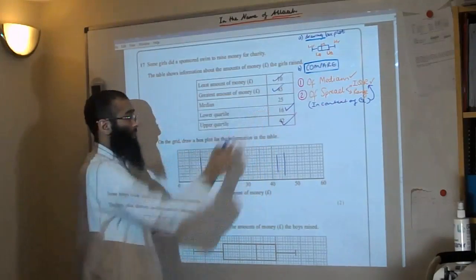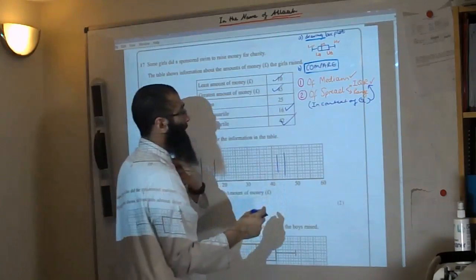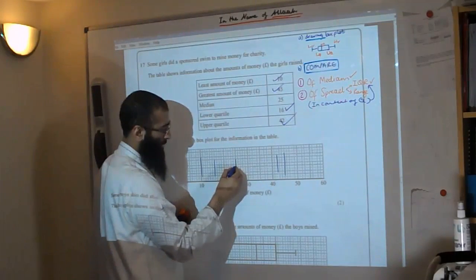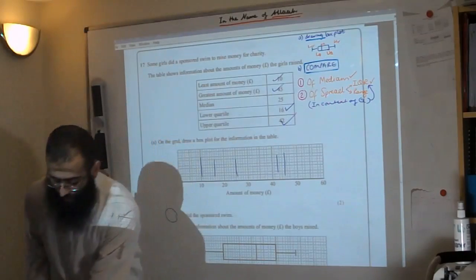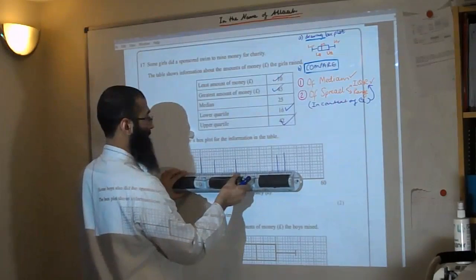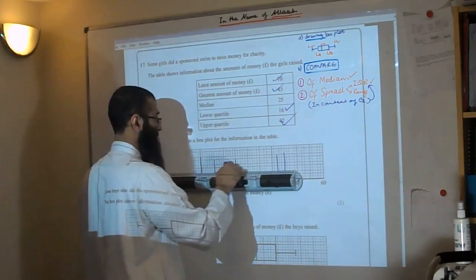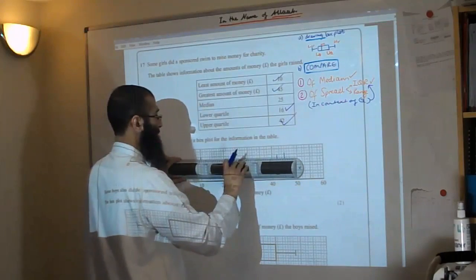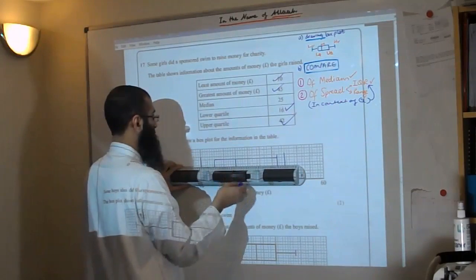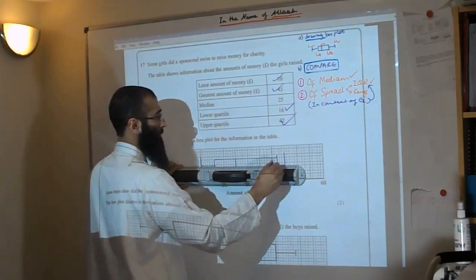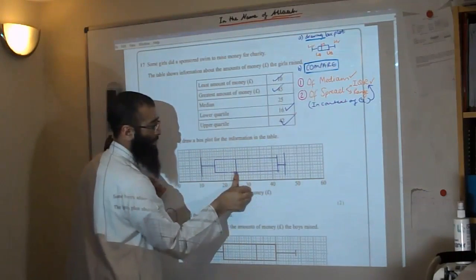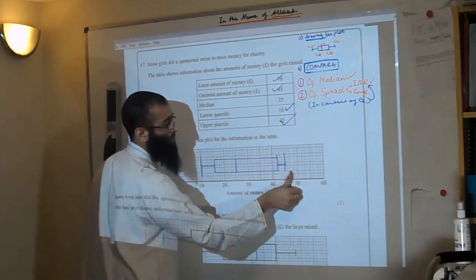And last but not least, the median value. So the median value here is 25. So 20, 21, 22, 23, 24, 25. Okay, right. Neatening my diagram a bit, in a bit of neatness.